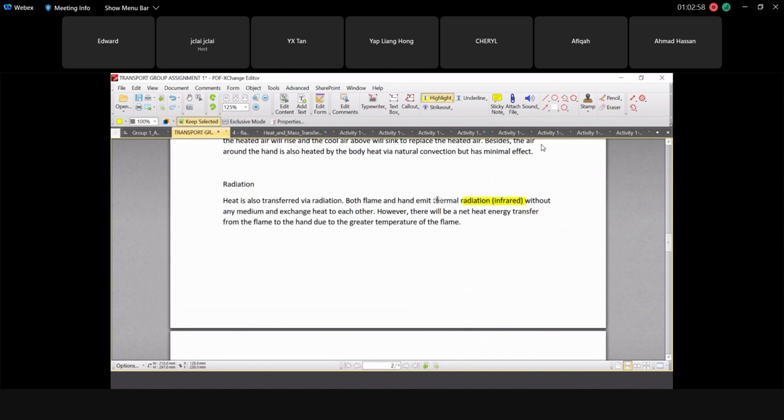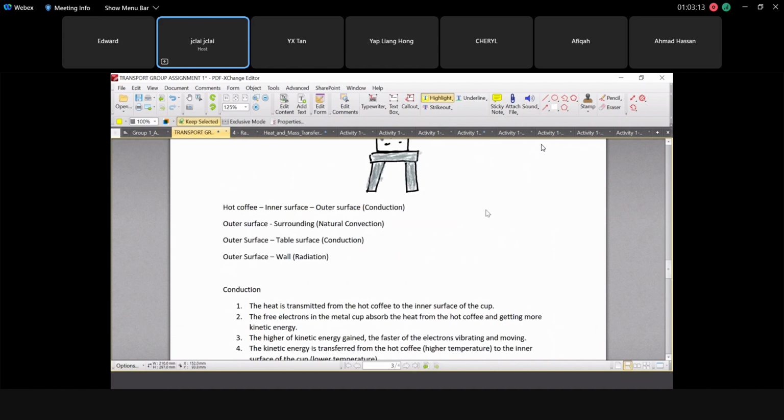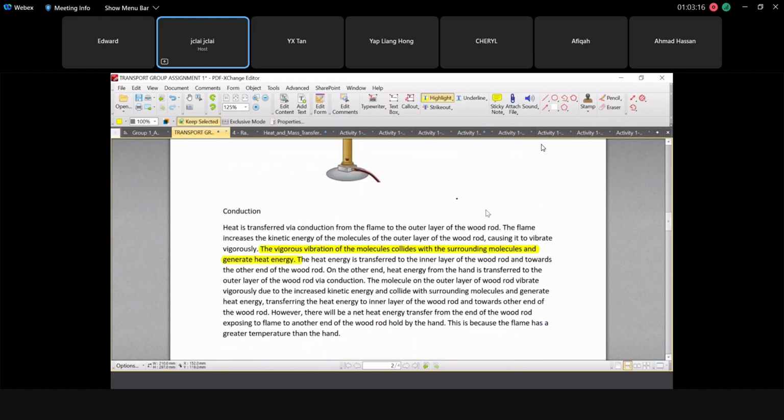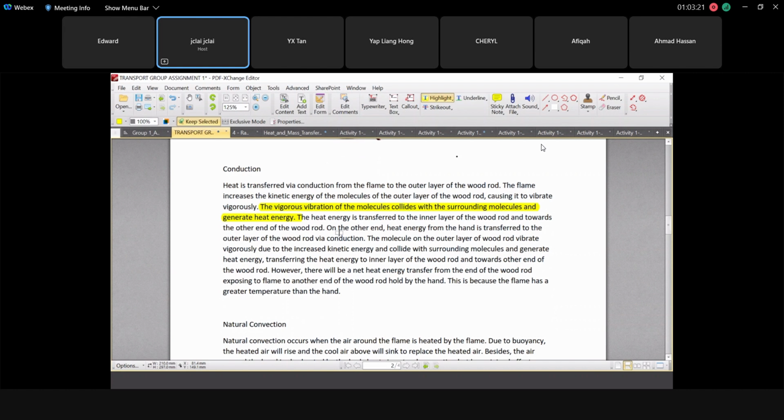So I think to save yourself from trouble, you can just put that both flame and hand emit thermal radiation. You don't need to put infrared. And I have gone through some groups' explanations roughly. I think the explanation is not comprehensive and accurate enough.